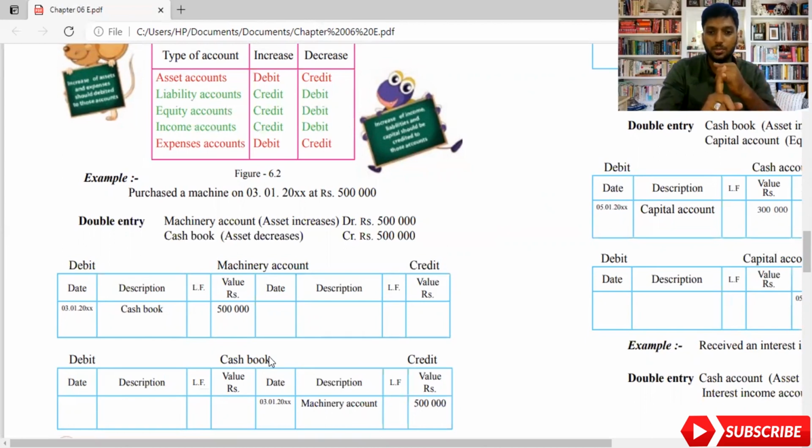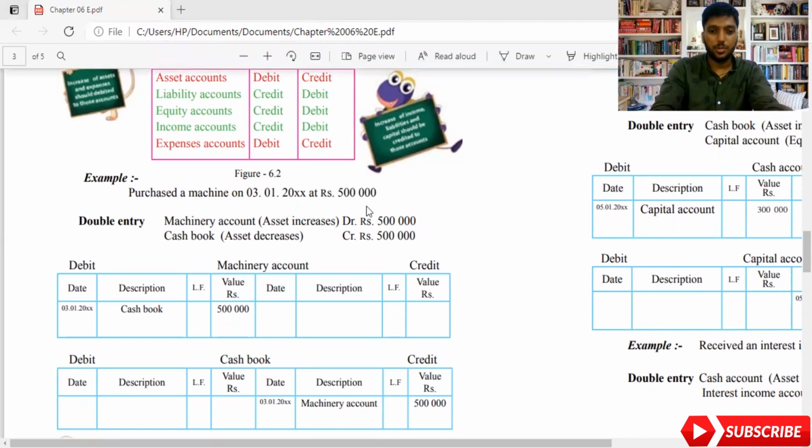When you purchase a machine with cash, your machine account will increase. Machine account is an asset account, as I taught you. So when the machine account increases, asset increases, and asset increases is the debit side. On the other side, cash is going out of your business because you need to spend money to buy the asset. So your cash decreases, which means an asset decreases, and asset decreases means it's a credit. So how do I record this? Easy.